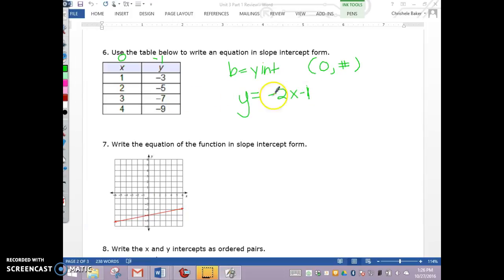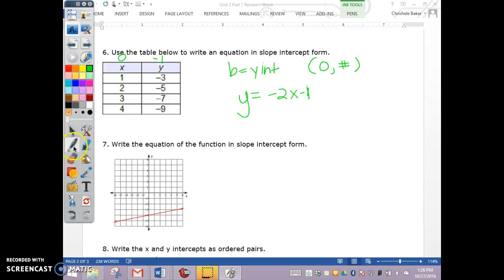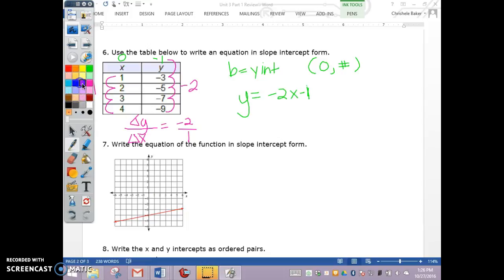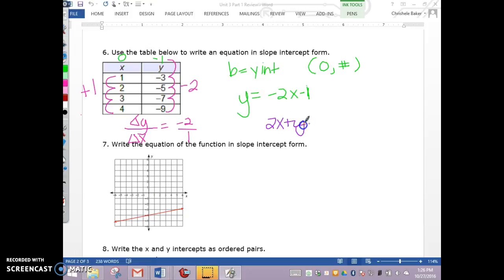Y equals mx plus b. So how did I get my slope is -2? Well, I'm looking for my rise over my run, my change in y over my change in x. My y's are going down by 2 each time. My x's are going up by 1 each time. Change in y over change in x is -2/1. If I wanted to get this into standard, all I would do is bring this 2x over to the other side. 2x plus y equals -1, if they had asked me for standard form.